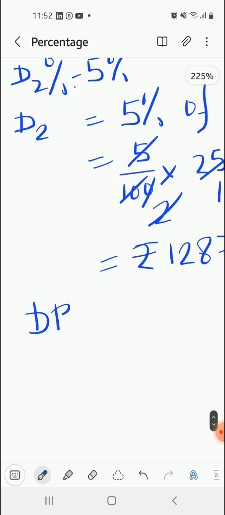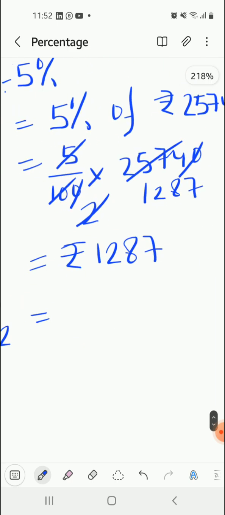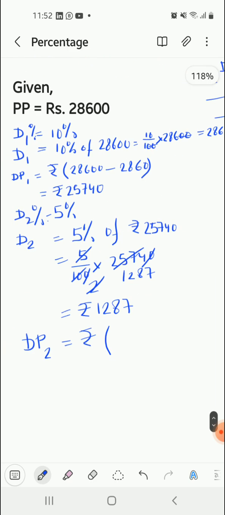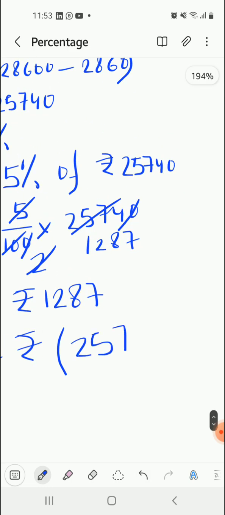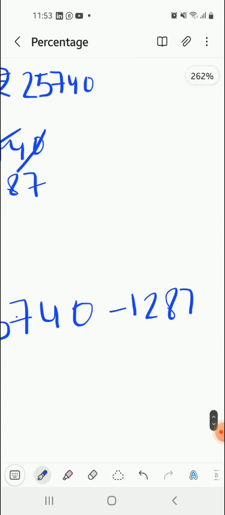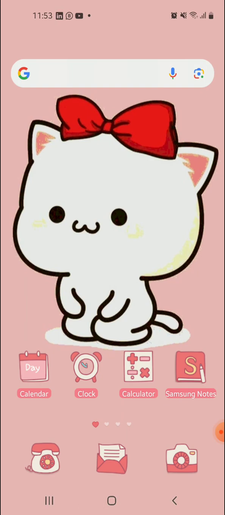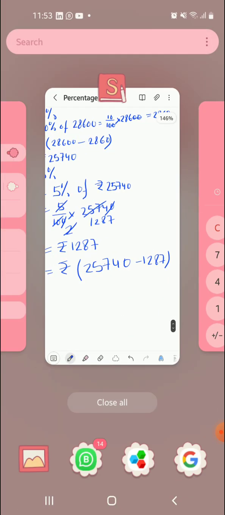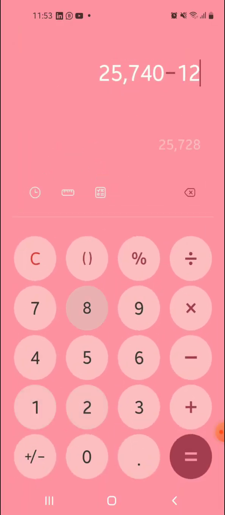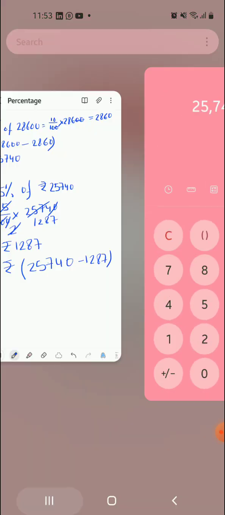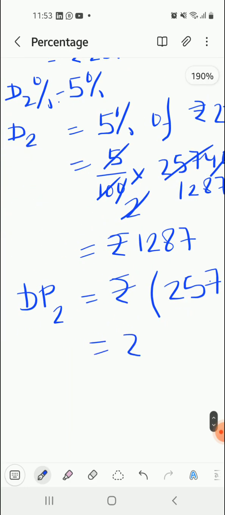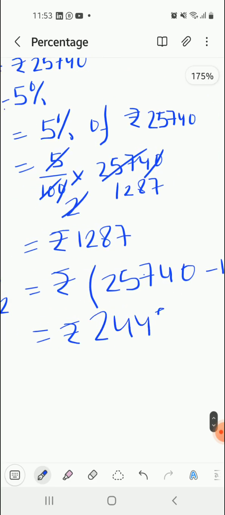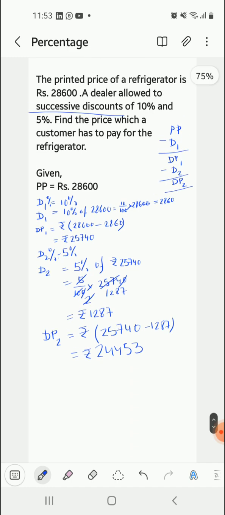Finally, we are going to find out the final discounted price, that is 25,740. That is what we were left with. 25,740 was the discounted price after the first discount was made. This minus 1287 gives 24,453. That's it.